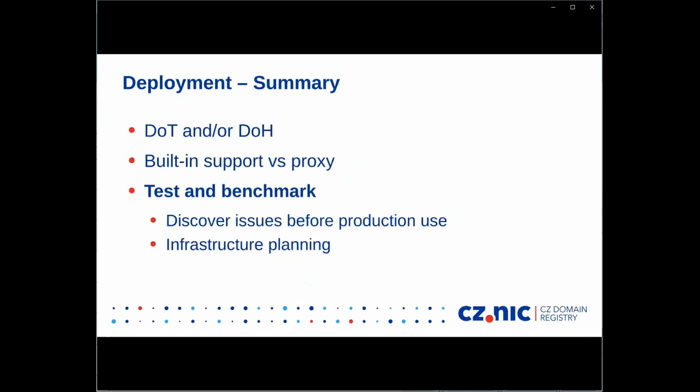So to sum it up, if you're going to deploy DoT or DoH, decide which one, and you're probably going to deploy both, since there are different kinds of populations of clients, right? The mobile devices want to use DoT, the browsers want to use DoH. So if you're going to deploy DNS over HTTPS, you probably have no reason not to deploy also DNS over TLS.